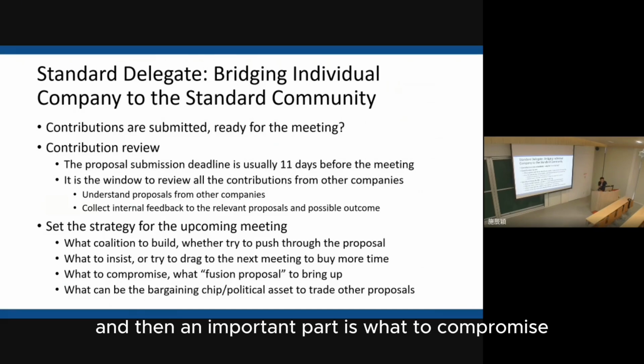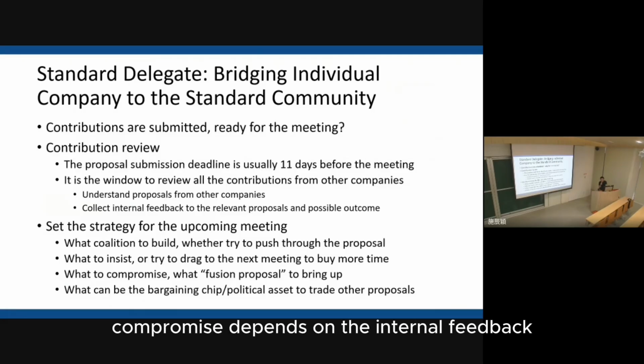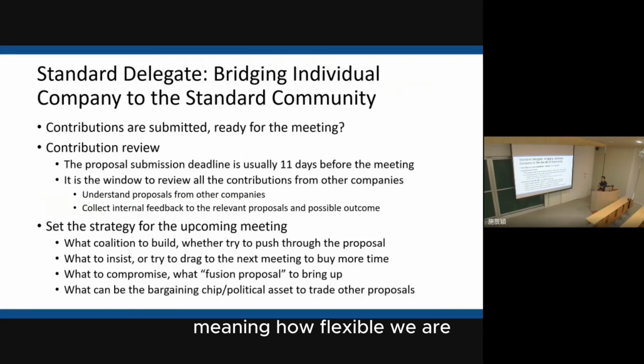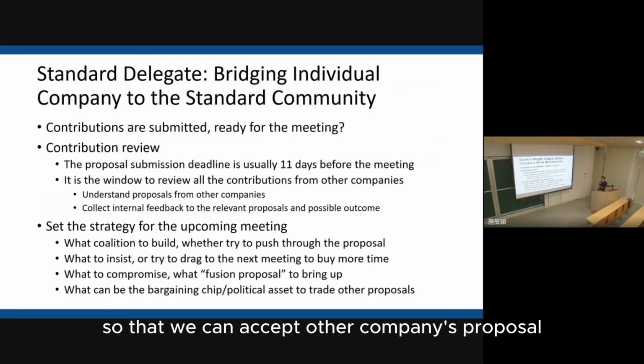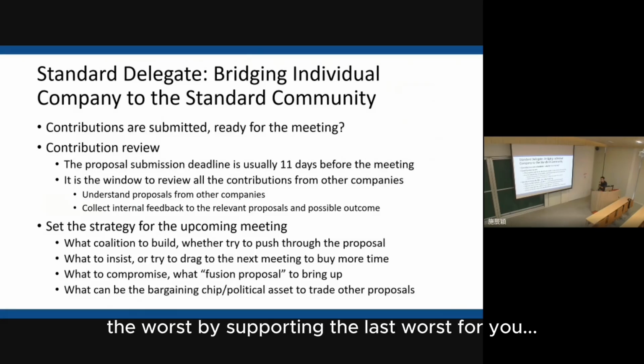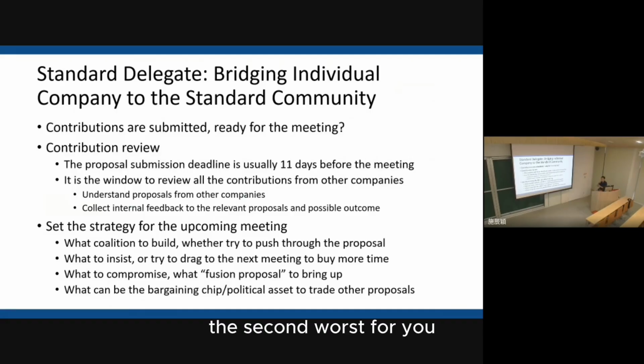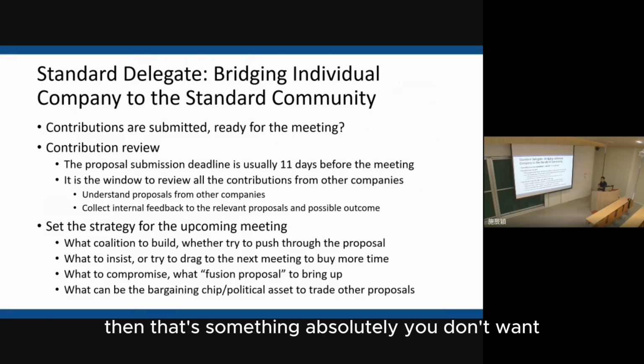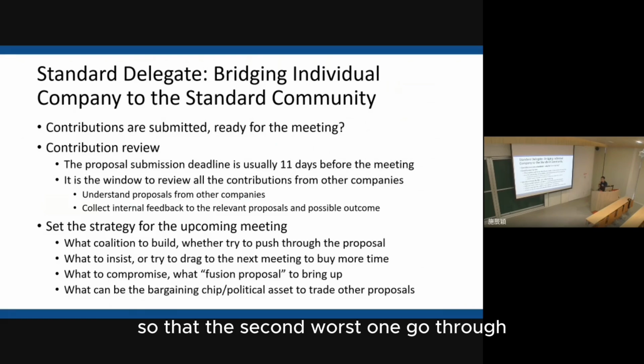And then an important part is what to compromise. Compromise depends on the internal feedback, meaning how flexible we are, so that we can accept other companies' proposal, because it could be the case that many are bad proposals, but you try to avoid the worst by supporting the less worst for you, the second worst for you. Because if you get to the worst proposal, then that's something absolutely you don't want, then you probably choose the second one, so that the second worst one goes through, you reduce and control your damage. That's one way to compromise.